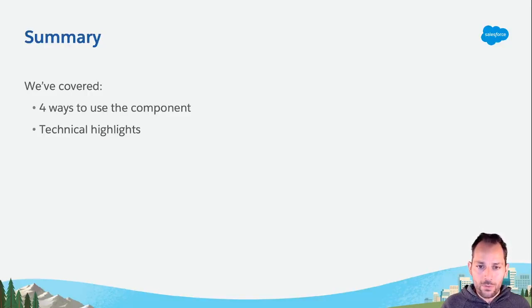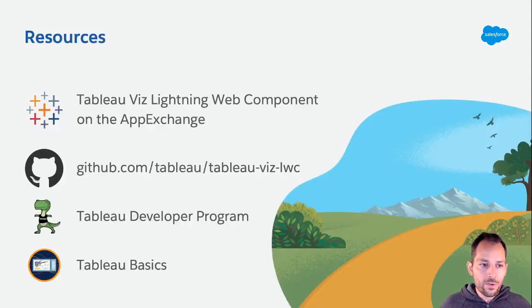So I'm going to leave you with a couple of resources and you can try the component yourself. The first thing I want to share with you is the fact that this component is available on the App Exchange, and this is the exact name from the listing. It's called Tableau Viz Lightning Web Component. Make sure not to mistake this with the app. So you want to be looking at the component section of the Lightning on the App Exchange.